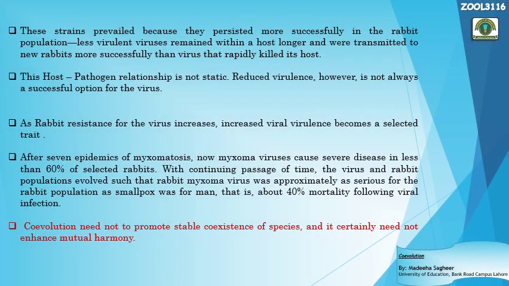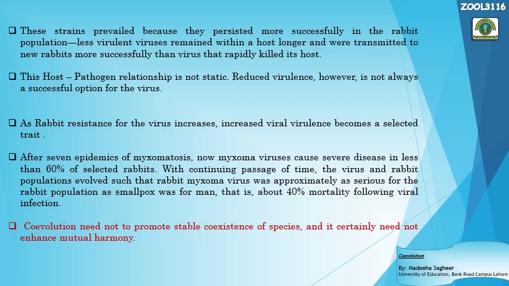Okay, now these strains prevailed because they persisted more successfully in the rabbit population. These strains are the less virulent strains, the strains that cause mild disease in the rabbit, right? Mild symptoms. So why did the mild or less virulent strains succeed? Because they could persist in the rabbit population for more time. Less virulent viruses remained within the host longer. Why? Because they don't allow the host to die, right?